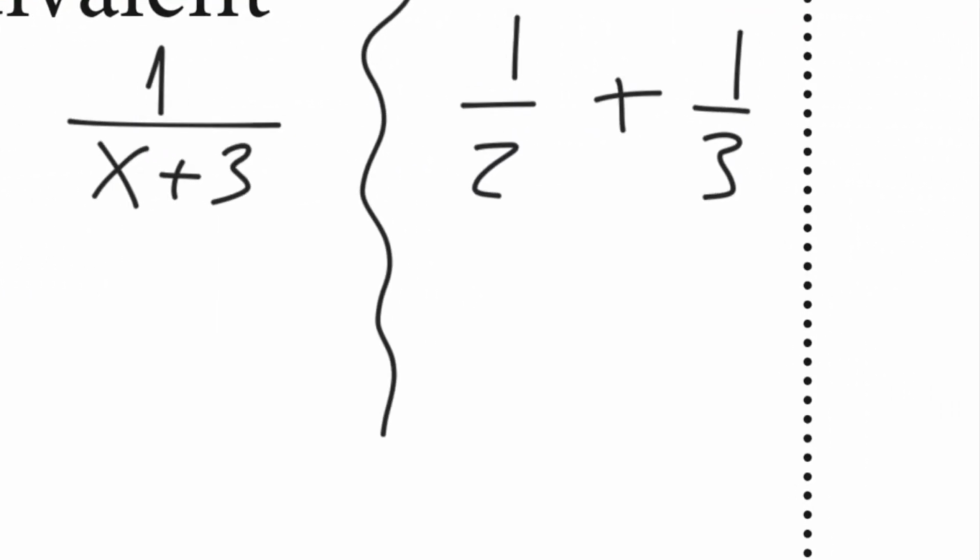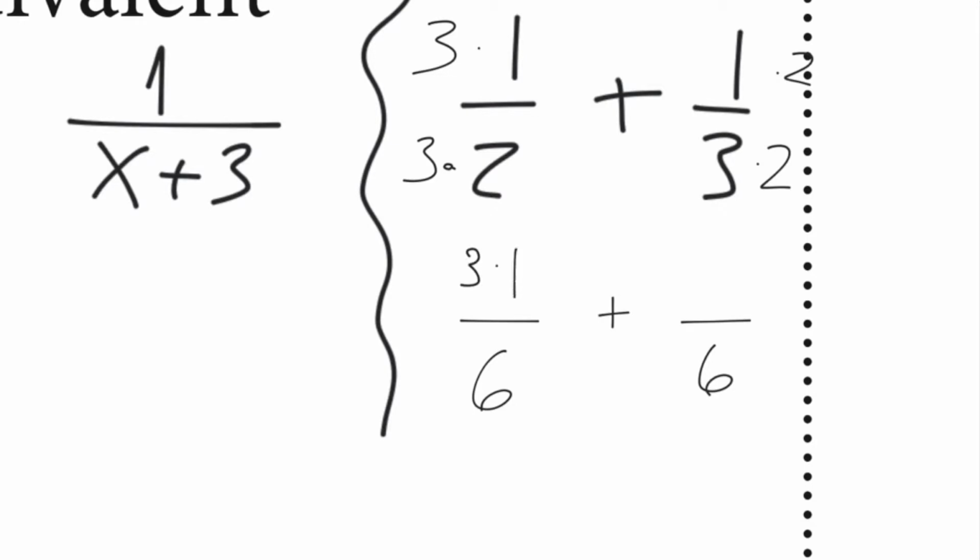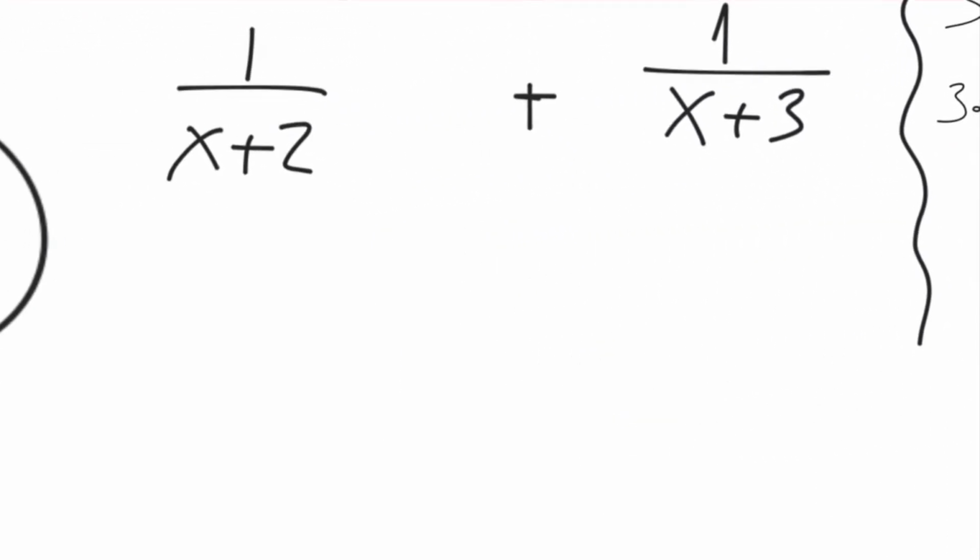It's very equivalent to adding 1/2 plus 1/3. You can multiply this by 3, and therefore this by 3. You can multiply this by 2, to get your common denominator of 6. This would be 3 times 1 and 2 times 1. So in the end, you get 5 over 6. It's the same basic structure when you're trying to combine these rational expressions, too.